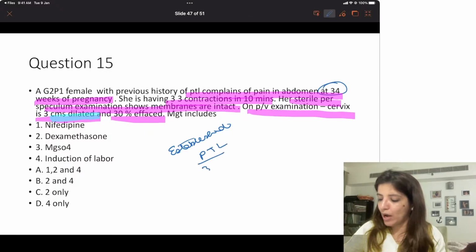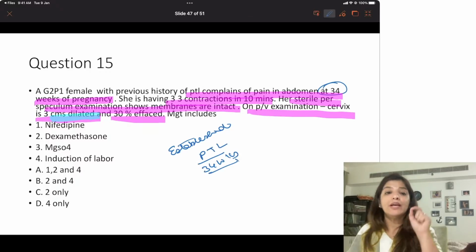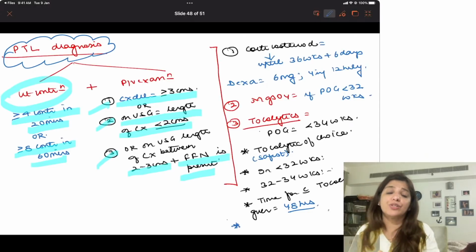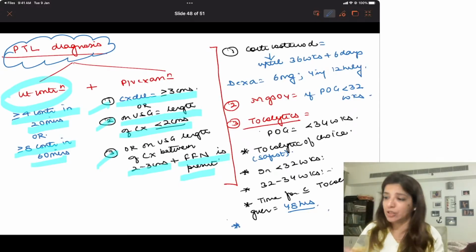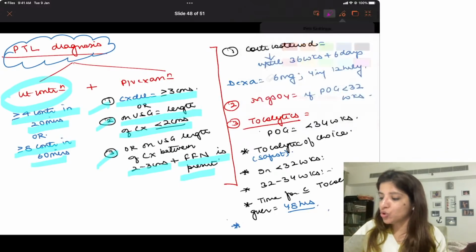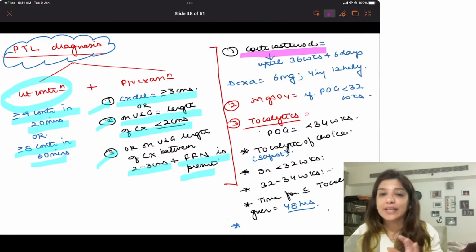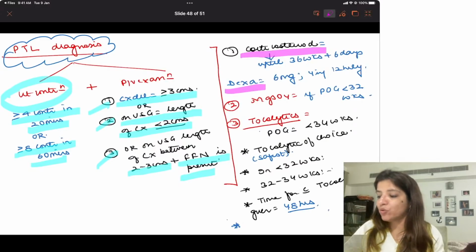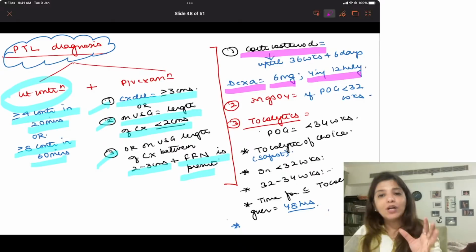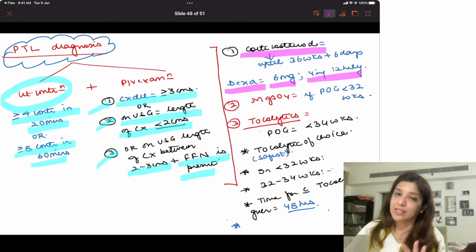Patient has come to you at 34 weeks with established preterm labor. Now, what are the things which you can use in preterm labor? Number 1, you can use corticosteroids in preterm labor. Why do you use corticosteroids? For lung maturity. The corticosteroid of choice in India is dexamethasone, which you have to give 6 milligrams, 4 injections, 12 hourly. Right? Worldwide, it's betamethasone. In India, it's dexamethasone.